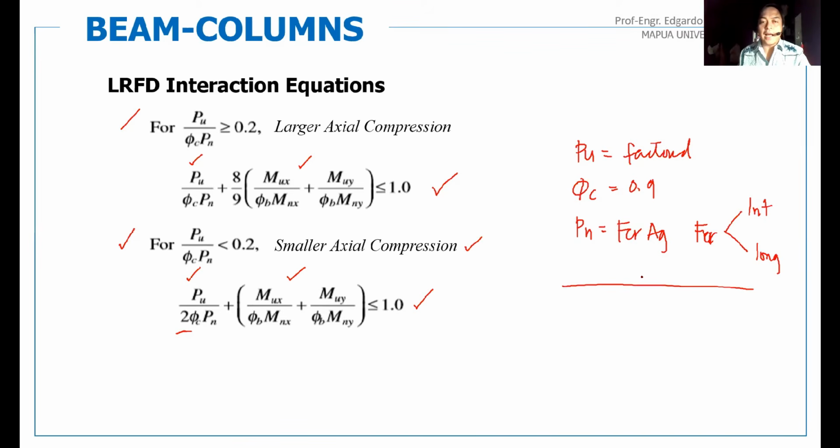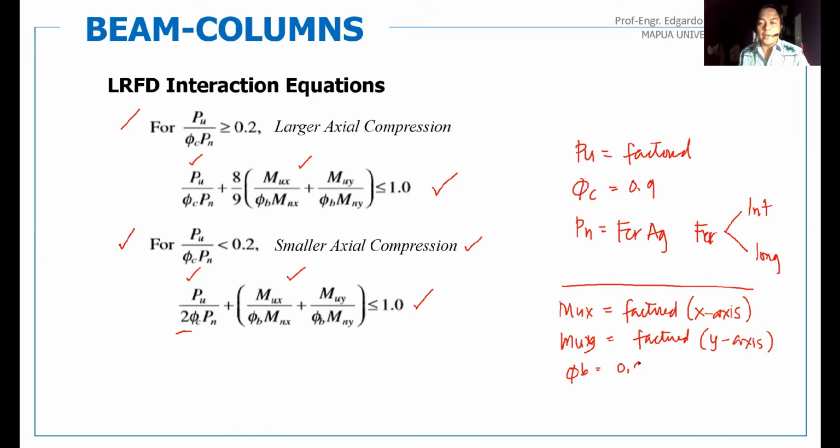Now, how about for the bending component? So okay, yung Mux, again, this is the factored or the ultimate moment on the beam on bending about the x-axis, or the major axis. Tapos yung Muy naman is the factored moment caused on the beam based on the weaker axis or the y-axis. Tapos yung resistance factor naman natin for bending, as we know, it's 0.9.